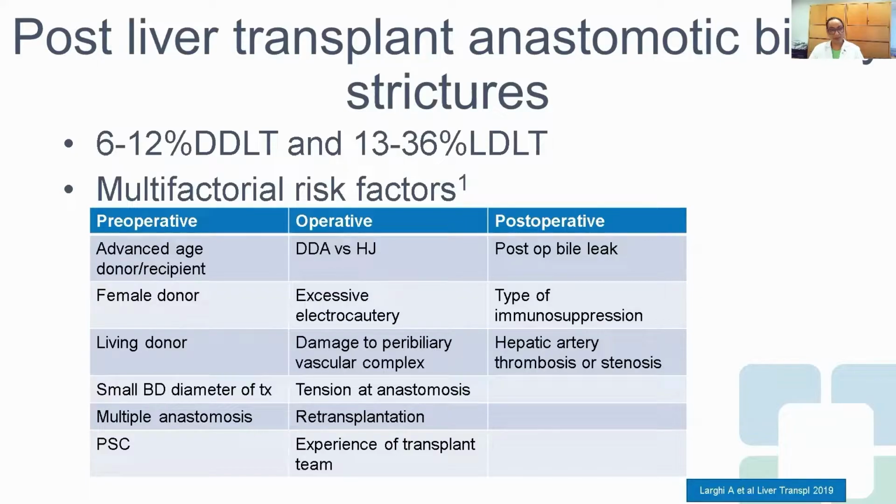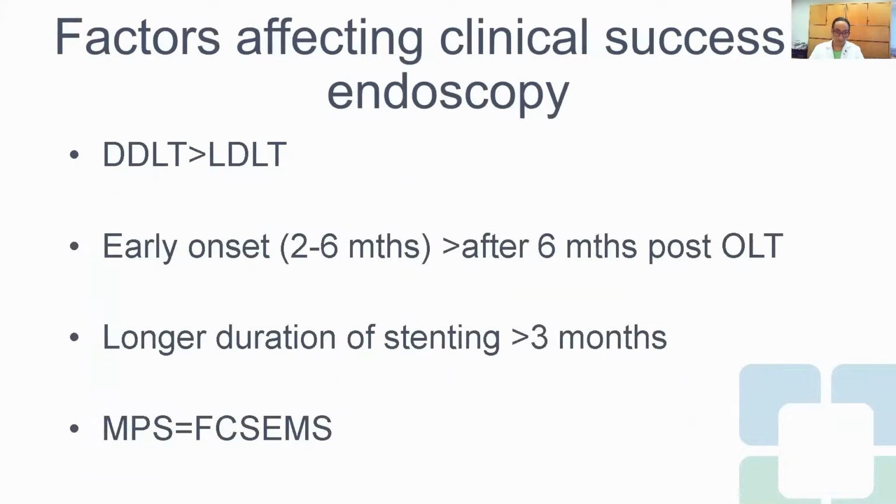Again, there are several intraoperative risk factors that can lead to anastomotic stricture, and several postoperative, including those who get complications like bile leak or hepatic artery thrombosis or stenosis. There are several factors that also affect clinical success of endoscopy. Patients who have deceased donor liver transplant tend to have better outcomes in terms of endoscopic stricture resolution compared to those who have living donor liver transplant.